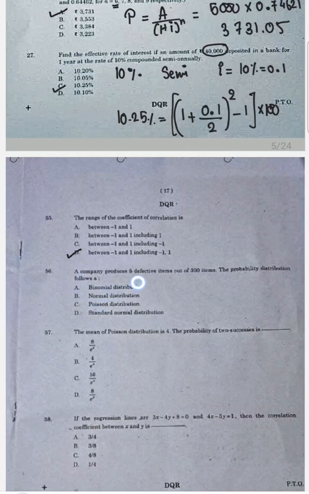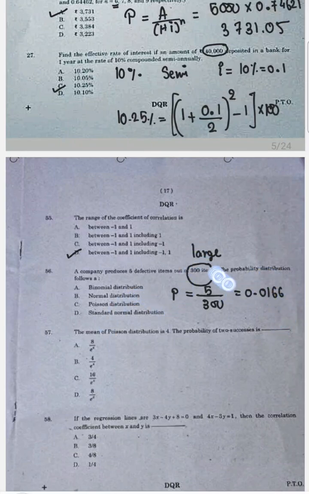Then the company produced 5 defective items out of 300. The probability distribution follows... Since the value of n is large, and if we see the value of p, the probability of getting defective, 5 out of 300, it is going to be 0.0166, which is a very small value. For a large value of n and small probability, we should use the Poisson distribution.